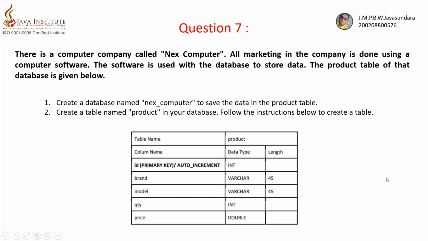In the first question, it says, create a database name Next Computer to save the data in the product table. The second question says, create a table name product in your database. Follow the instruction below to create it, and they have provided us necessary instructions. The table name is product. Here we have our columns, and the ID column should be primary key and auto increment, and the data types and the length.